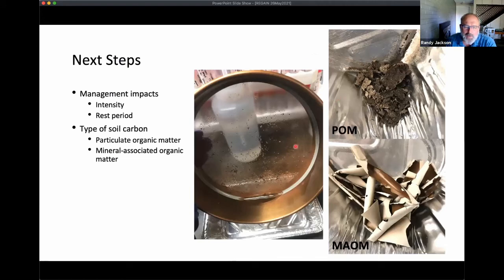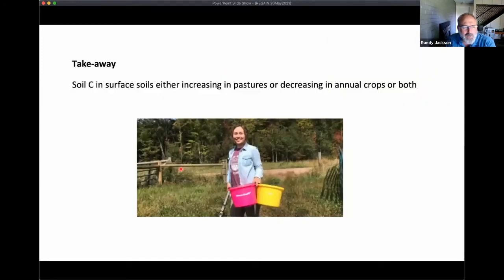And her next steps, and what she'll talk more about Friday, is that she took that soil carbon and broke it into particulate organic matter and mineral associated organic matter, which is shown here, and looked at those carbon ratios, and that tells her a lot about what she's seeing. So stay tuned for that on Friday.